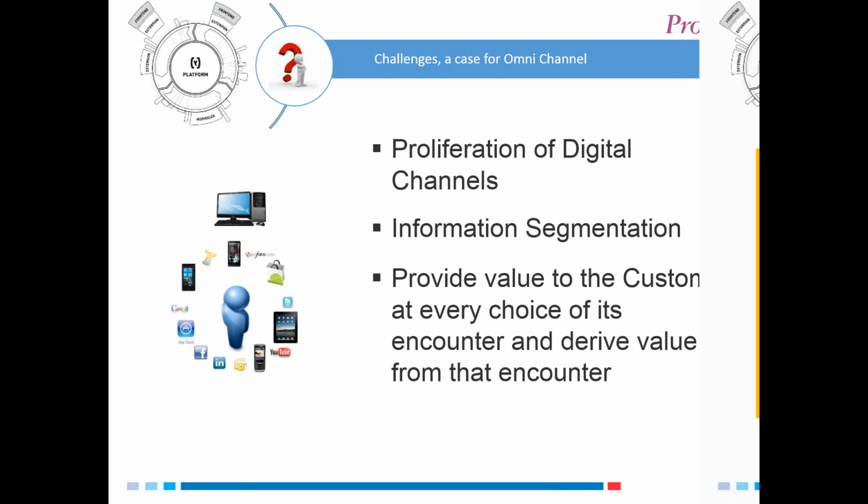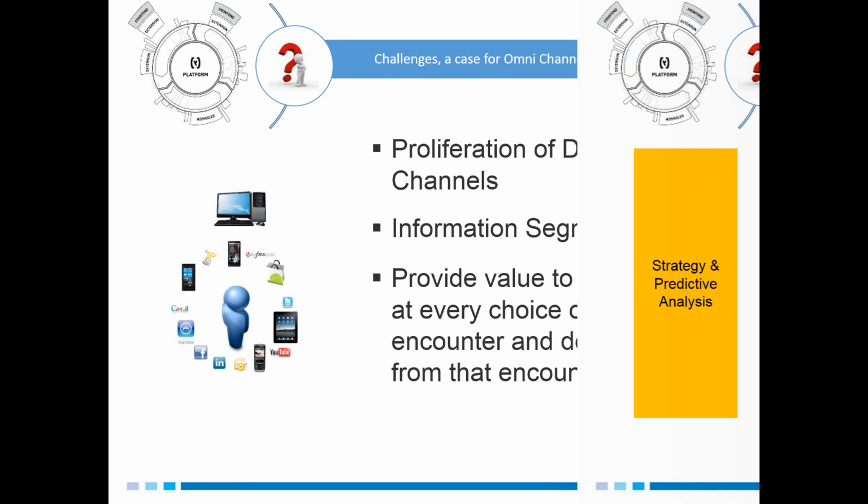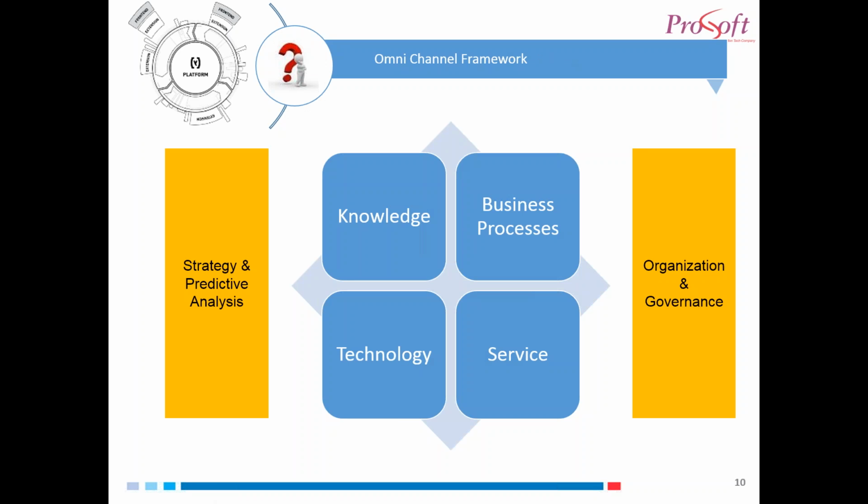So let's move on. How can we actually handle this part? There are four critical dimensions to implement or to envision an omni-channel. One dimension is knowledge, and knowledge is all around what a customer is all about, what a customer wants, how I can provide value to the customer, and out of that value, what value I can drive out of that customer experience. So knowledge is all about that. I will talk about each and every dimension in detail as we move forward.